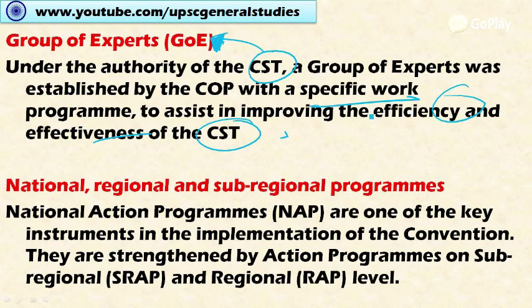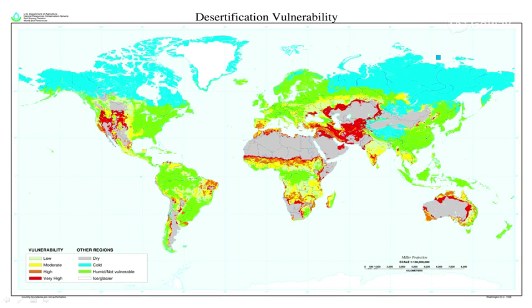This convention on combating desertification develops national, regional, and sub-regional programs, because various efforts of coordination must be there through various levels, at national, regional, and local levels, to combat desertification. National action plans are one of the key instruments in the implementation of the convention. The member countries have to make a national action plan to combat desertification. They are strengthened by sub-regional action programs and regional action programs at the regional level. So this convention acts as a coordinating body between various countries, and also within the country between the various hierarchical administrative bodies at national, state and local level. This map, as I showed earlier, shows the vulnerability to desertification. So this is it about desertification.